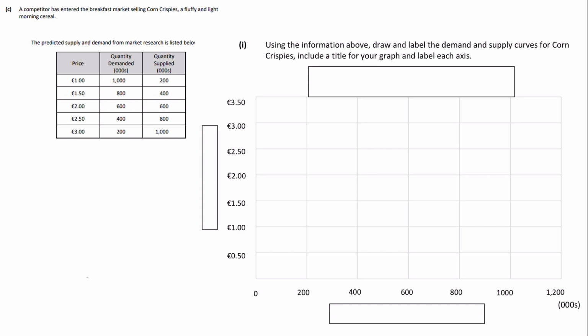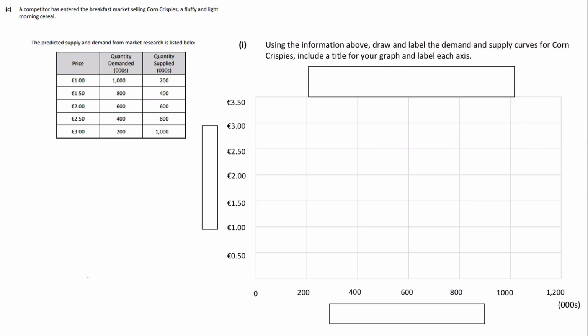So you can see the price, quantity demanded, quantity supplied. When it's at €1, the quantity demanded is 1,000 and the quantity supplied is 200. When the price is €1.50, the quantity demanded is 800 and the quantity supplied is 400. When it is €2, the quantity demanded is 600, and the quantity supplied is 600. When it's €2.50 then, the quantity demanded is 400 and the quantity supplied is 800. When the price is €3, the quantity demanded is 200 and the quantity supplied is 1,000.